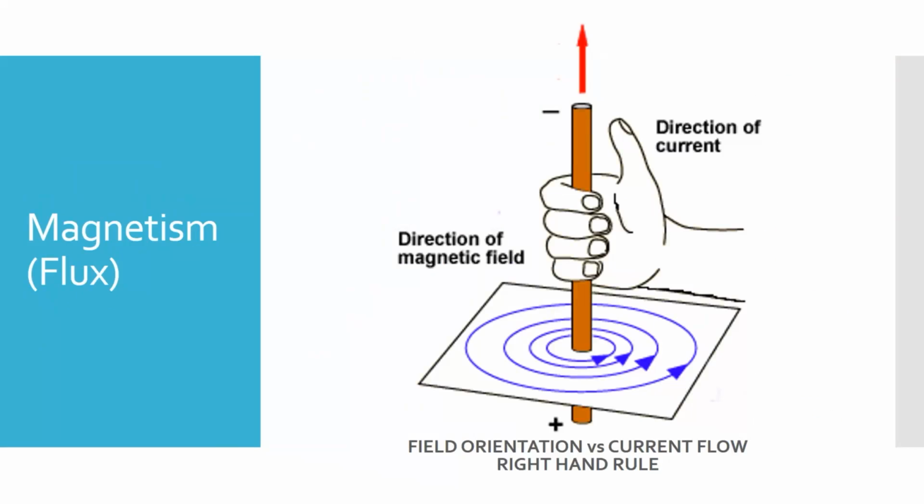So here's the right-hand rule. You have your direction of current through a wire. You can see here we're running current through the wire. You get these circular flux rings that go around the part. Okay, so that's that 90-degree flux, 90-degree magnetic field to the current.